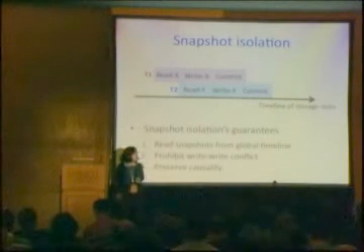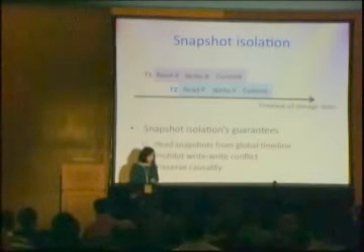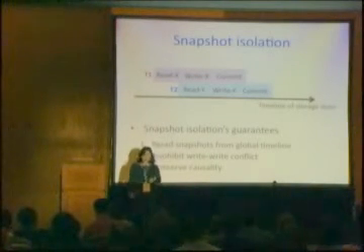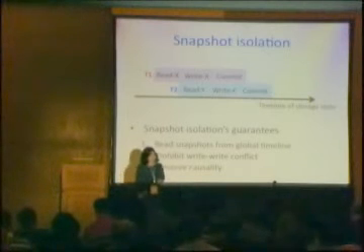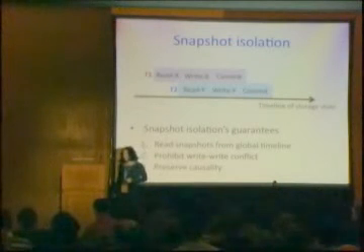Okay? And snapshot isolation provides 3 guarantees. The first guarantee is snapshot read, by which I mean a transaction is going to read a snapshot as determined by the beginning of that transaction along this global timeline.